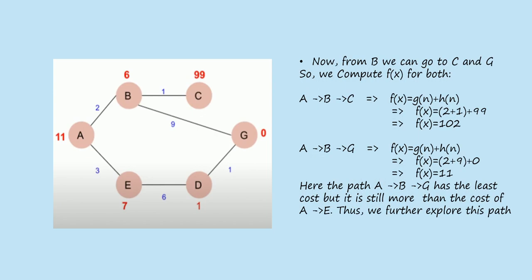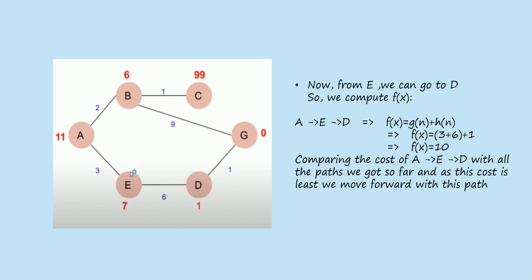From B, we can go to C and G. So we compute f of x for both. For the first equation, we get 12. For the second, we get 11. Here the path A to B to G has the least cost, but it is still more than the cost of A to E. Thus, we further explore this path.